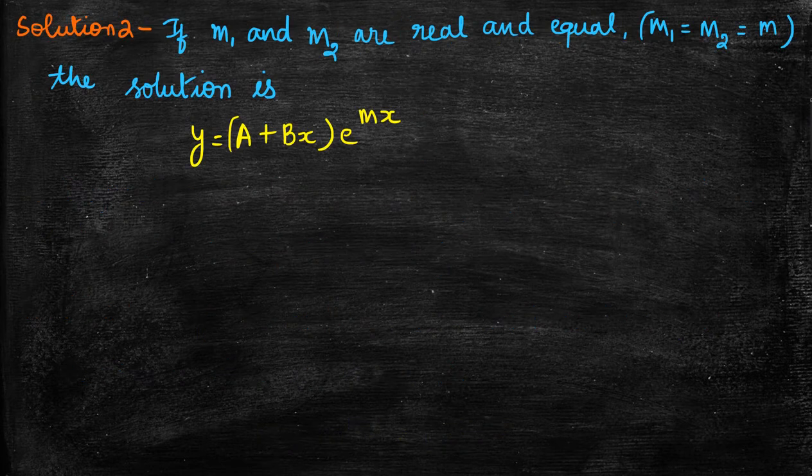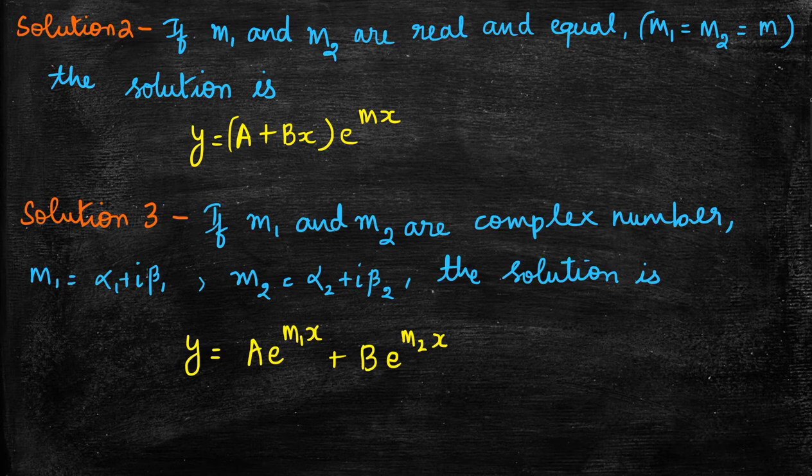Second solution is if m1 and m2 are real and equal. If we have the same roots, then what to do? Then y is given as a plus bx into e power mx. So this is our second solution when m1 and m2 are real and equal. So let us see solution 3 when m1 and m2 are complex numbers. When m1 and m2 are complex numbers, that is alpha plus i beta, two different complex numbers, then our solution will be same as the first, a e power m1x plus b e power m2x.